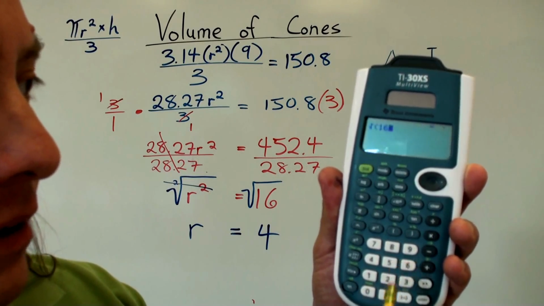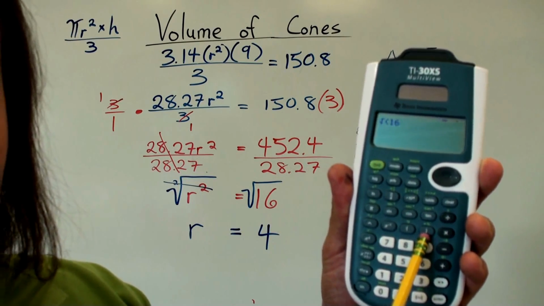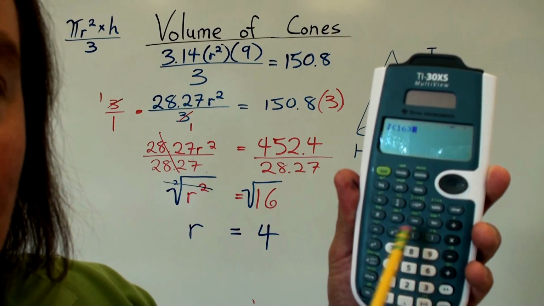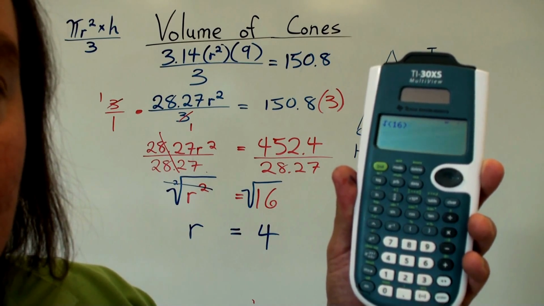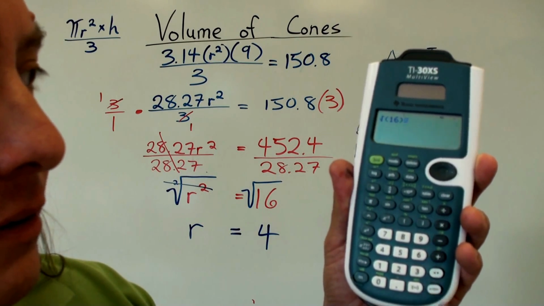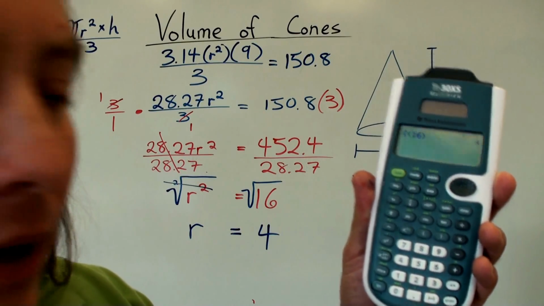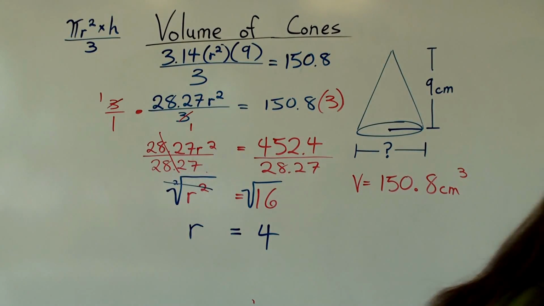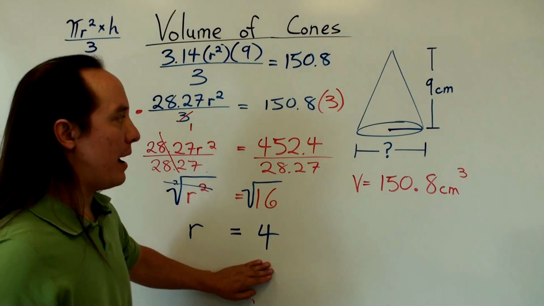So inside that parentheses, I'll put 16. I could close the parentheses. I'll just do it this time, but really it's not necessary in this case. So the square root of 16 is equal to 4. Okay? All right.